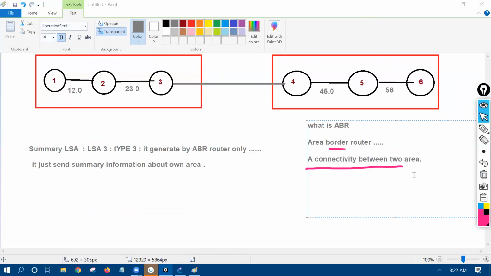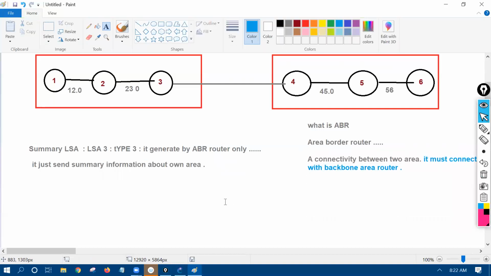But it makes sure that it must connect with the backbone area router. That's a criterion to become an ABR router. It must connect with the backbone area router. This is one of the major important things that you have to focus on.